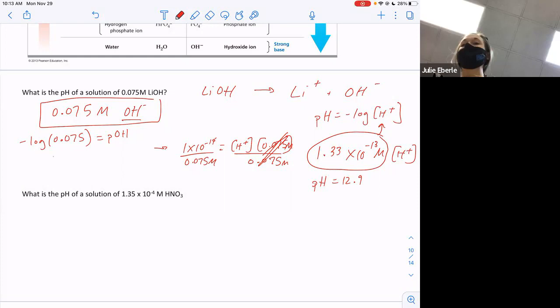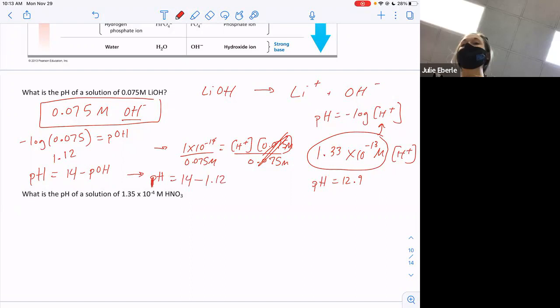And I get that pOH is 1.12. Okay, now I know that pH plus pOH equals 14. So I can subtract pOH from both sides. And what happens is pH will equal 14 minus pOH. Okay, so then we just come right over here and we say pH equals 14 minus 1.12.